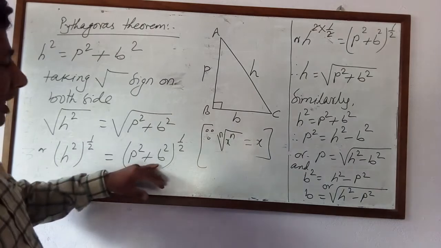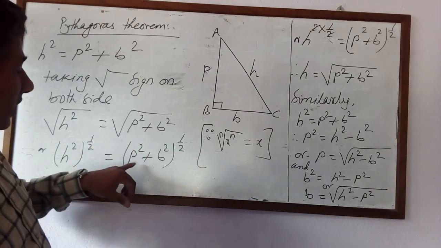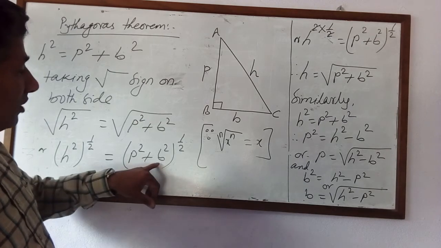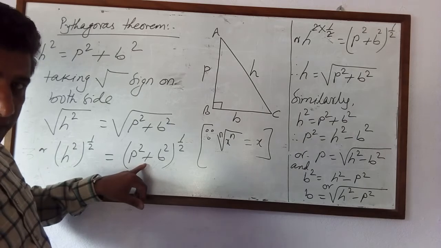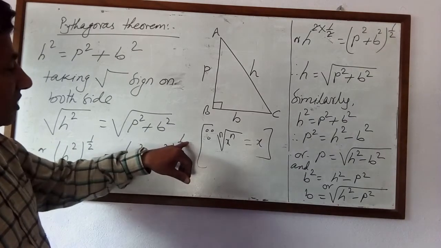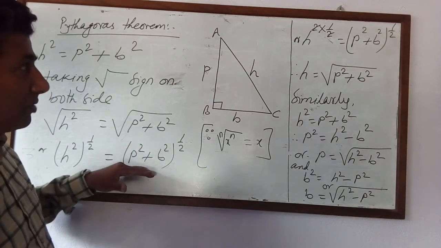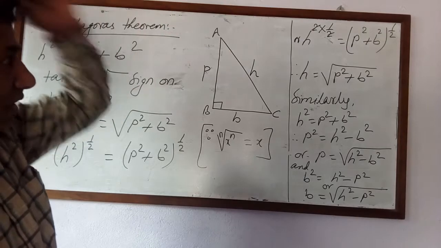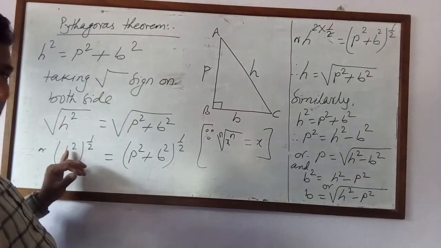But here there are two terms. This is not a single term. Here p square is one term, b square is another term. These two different terms have a plus sign in between them. That's why we cannot multiply the external power and the internal power. We cannot multiply. Very important, remember this. Here, on this side, we can multiply this power.